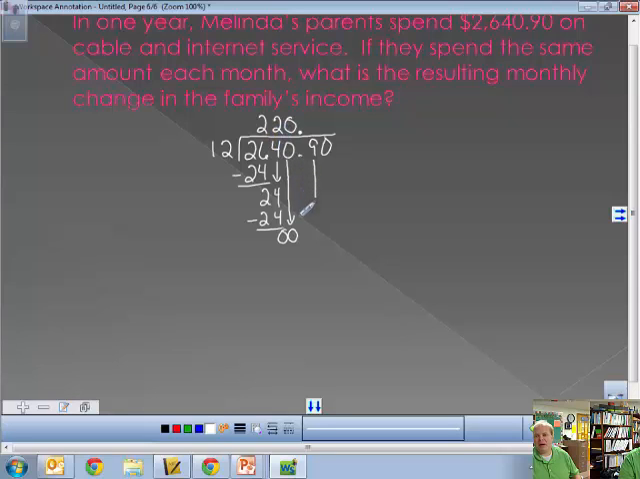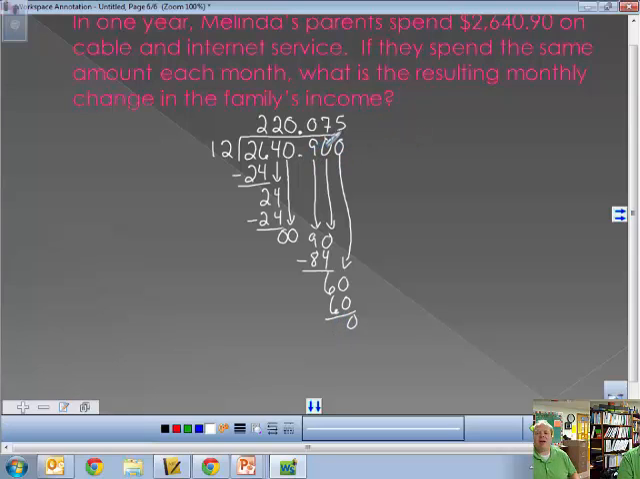I bring down my 9. It goes in there 0 times. Bring down my 0. 12 goes into 90 7 times. 12 times 7 is 84. So 90 minus 84 is 6. Bring down another 0. 12 goes into 60 5 times. 5 times 12 is 60. I'm left with 0, so I'm done.